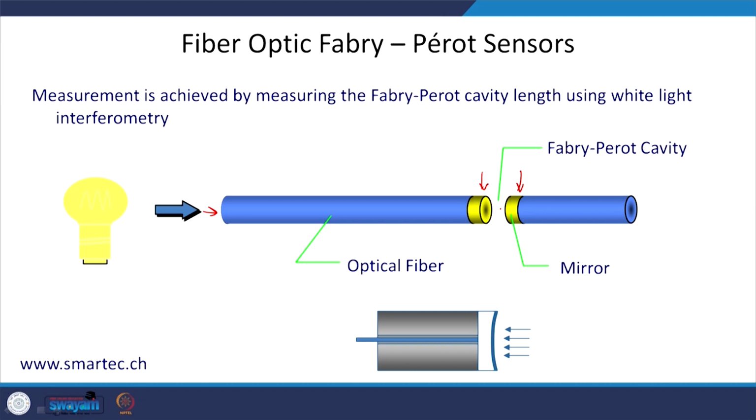The other way is that you do a small coating of a Fabry-Perot cavity on the tip of an optical fiber. For example, if it is a polymer and you apply pressure, then it will get pressed, and that will lead to a change in the thickness of the cavity, and then it can be transformed into a sensing application with respect to pressure. So, let us take up one example here.